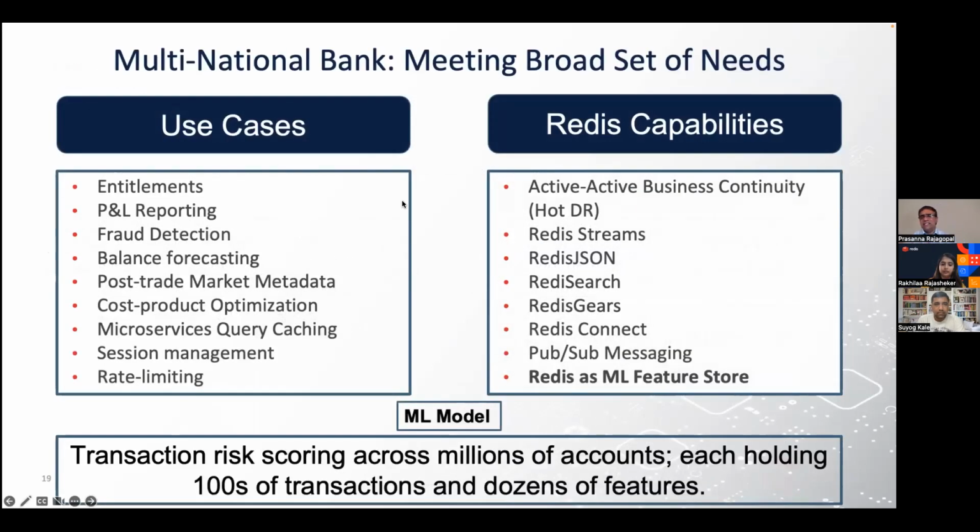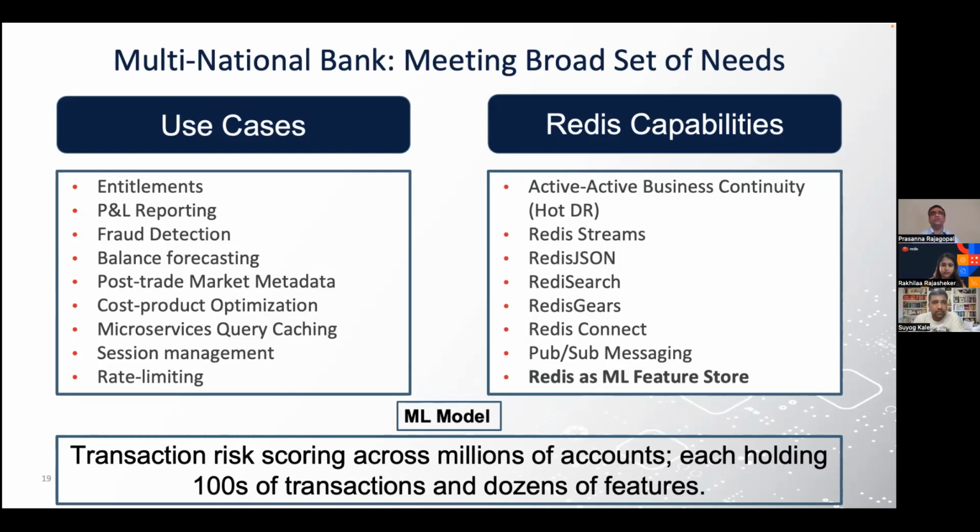This last example is a multinational bank based in the US. This is a long-time Redis customer. They use Redis Enterprise and its multi-model capabilities across various business processes and use cases, including entitlements, P&L reporting, fraud detection, balance forecasting, and more. This bank recently started using Redis Enterprise to implement an online feature store, which enhanced their custom machine learning algorithm to evaluate transaction risk scoring in real time.